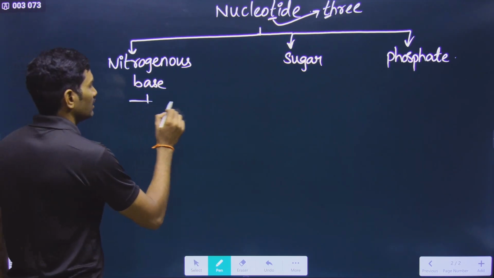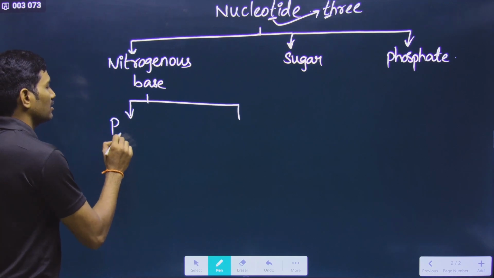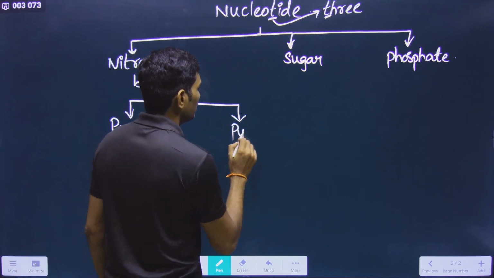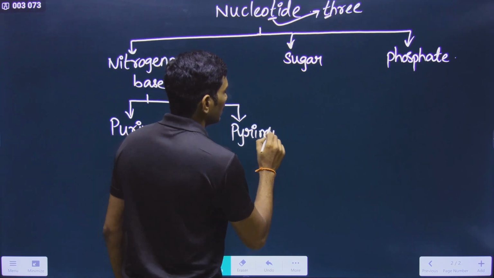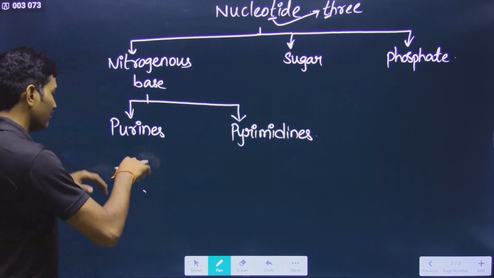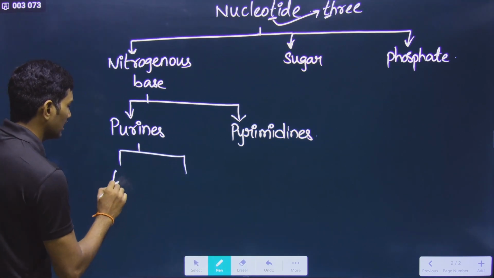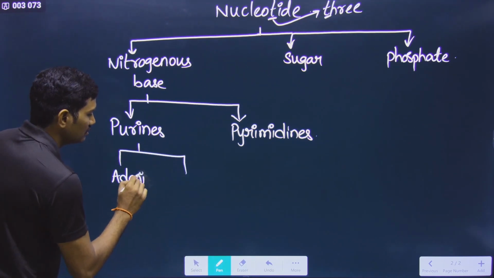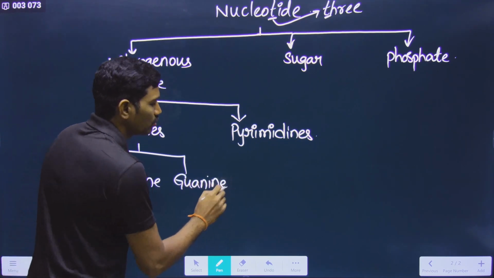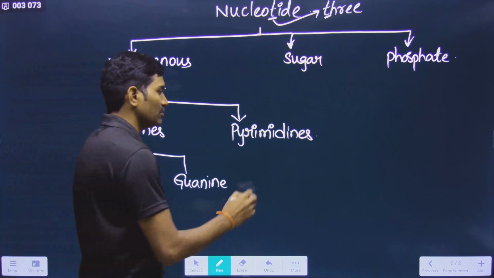Within the nitrogenous bases, again 2 types are present: purines and pyrimidines. Please observe the content carefully. Within the purines again, 2 types are present. What are those? Adenine and guanine are the 2 purines. You need to remember each and every point. Each and every point is very important.